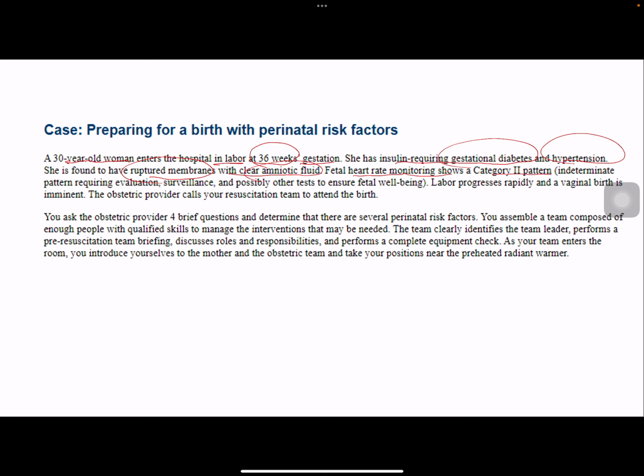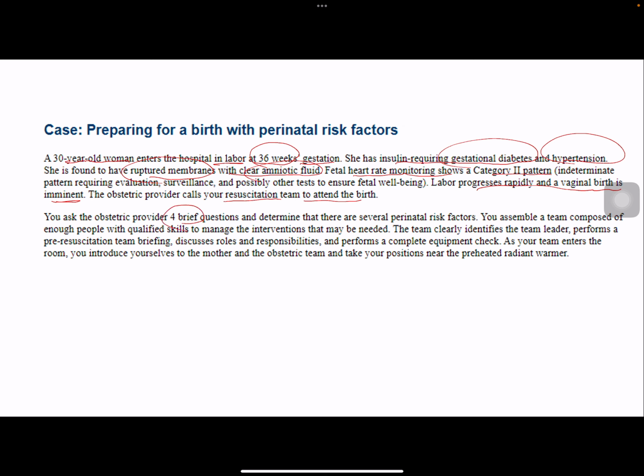And possibly other tests to ensure fetal well-being. Labor progressed rapidly and vaginal birth is imminent. So the obstetric providers call your resuscitation team to attend the birth. So you ask the 4 questions.